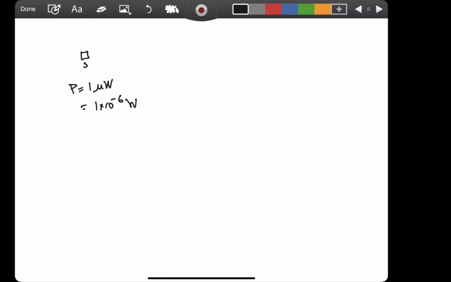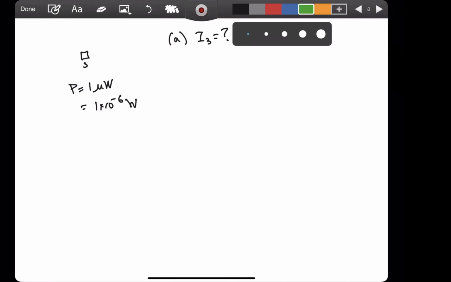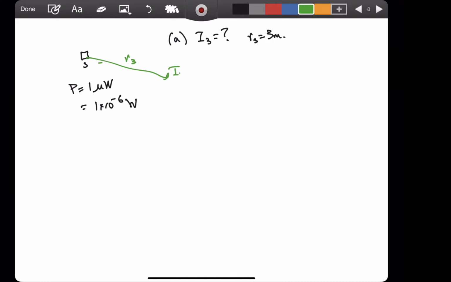The first thing it wants us to do, part A, is find the intensity, I3, when R3 equals 3 meters away. So what is the intensity 3 meters away? Let's say I'm somewhere out here, so this is my R3. What is my intensity at this point? And then part B, we want to know the sound level in decibels. So how many decibels do we hear at this point? Let's call that beta 3. So let's do part A first.